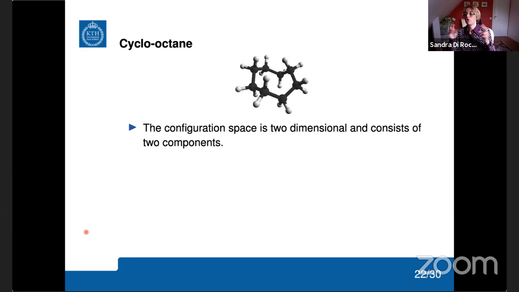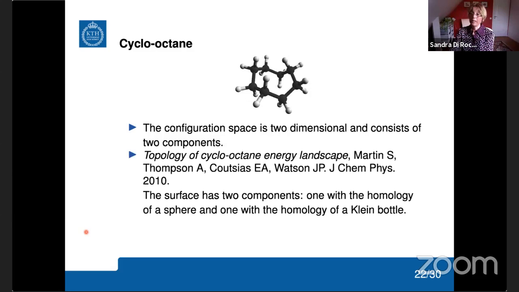And actually it has been studied even topologically. There is an article from 2010. I don't know if there is something more now, but in this article, they claim that this configuration space is two-dimensional, and it has two components, in fact. One, which they call spherical, because it looks like a sphere, it has the homology of a sphere. And the other one is homologically like a Klein bottle.